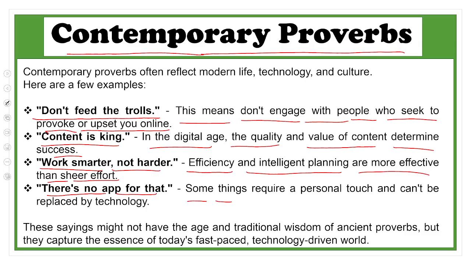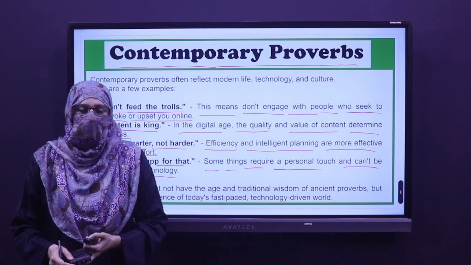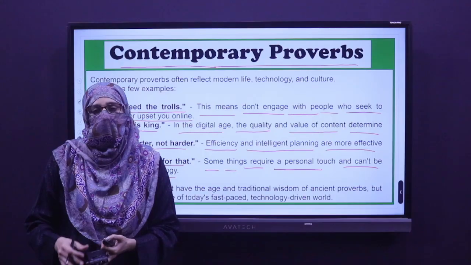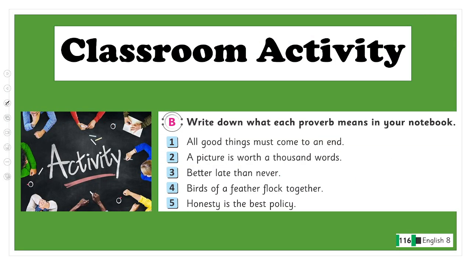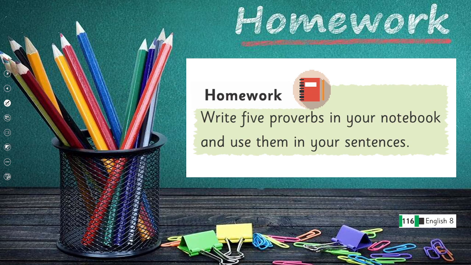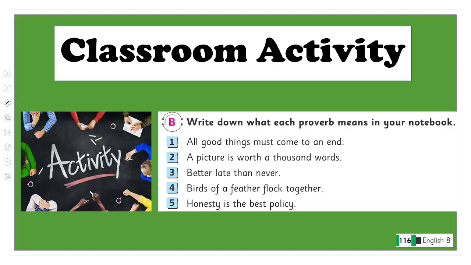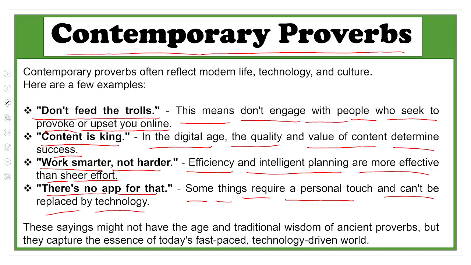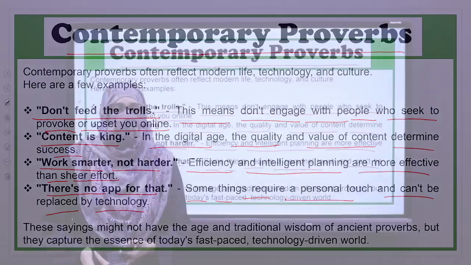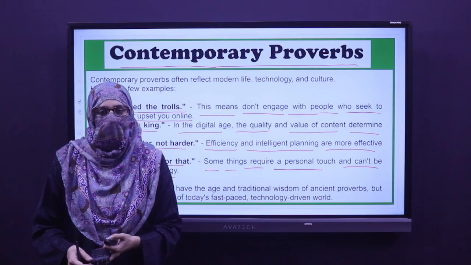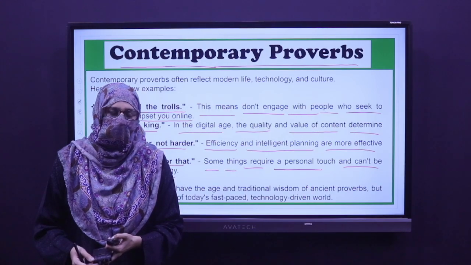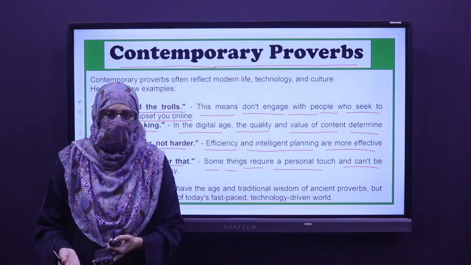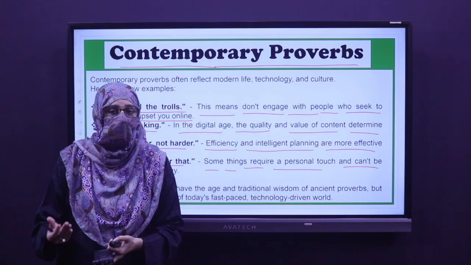इट मीन्स सम थिंग्स रिक्वायर अ पर्सनल टच एंड कांट बी रिप्लेस्ड बाय टेक्नोलॉजी. Since we see that most of the people in this modern age depend on AI and they do not like to work by their own, but this is a common proverb. This is a contemporary proverb that you cannot depend on AI or artificial intelligence for every single thing. There have been some situations where you have to work by your own.